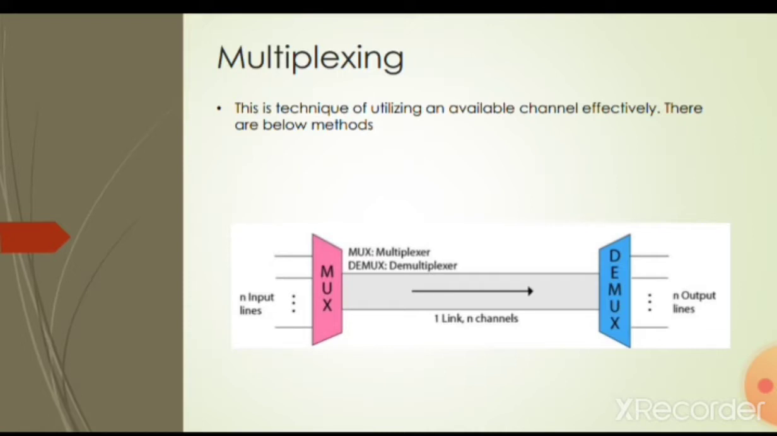This multiplexing divides a given path logically into several short paths and then uses each path to transmit the data of an individual node. In multiplexing, two devices are mainly used. One is known as the multiplexer and another is known as the demultiplexer.